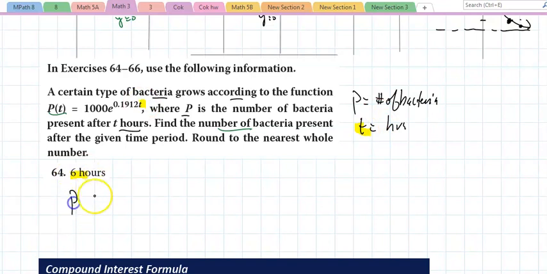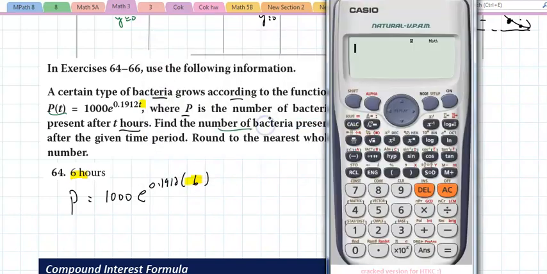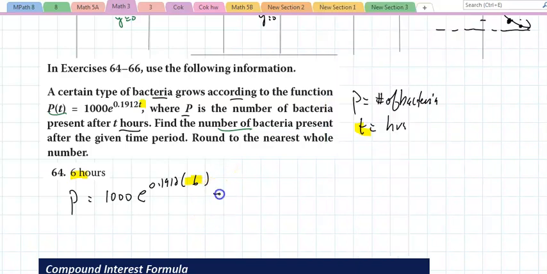Doesn't that mean the number of bacteria will be 1000 e to the 0.1912 times 6, and the only thing that's going to change is you're going to put a 6 there, and this is where you're going to make use of your scientific calculator. Yes, you get your rush, you get to use your calculator now. 1000 e is right underneath natural log, to the 0.1912 multiplied by 6, 3149.36, so roughly 3149 bacteria would be present.